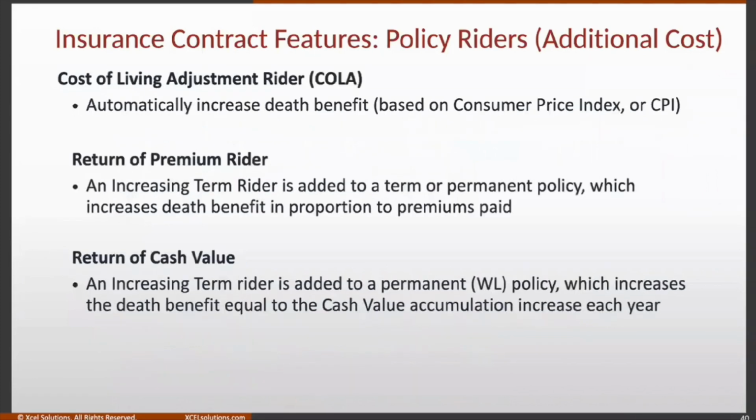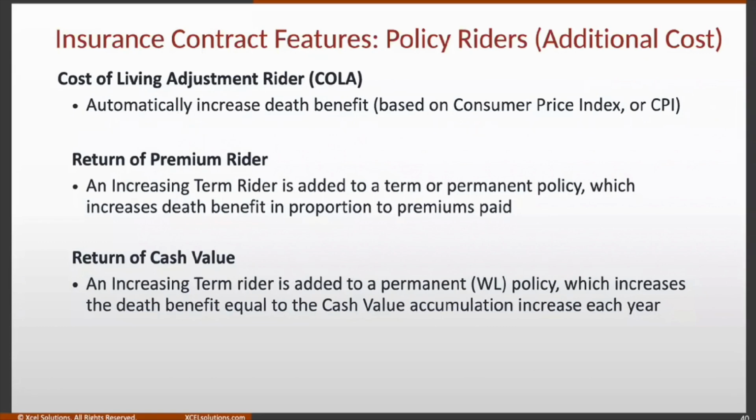Cost of living adjustment rider, we sometimes refer to it as a COLA rider. This is going to be in connection with the Consumer Price Index. So anytime you see COL or COLA, cost of living adjustment rider, it automatically increases the death benefit based on the Consumer Price Index. And we use the Consumer Price Index to determine how much inflation is increasing. We are sitting in higher inflationary times now, so we're paying attention to the Consumer Price Index and to how much prices are rising from year to year.